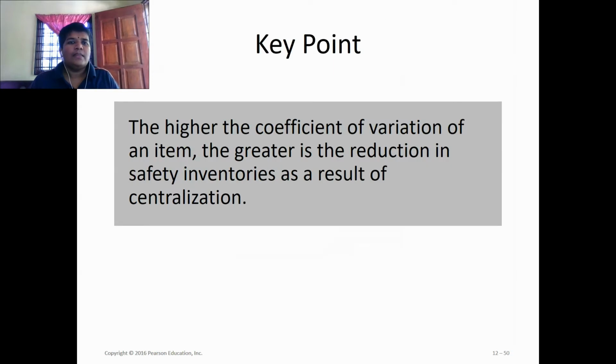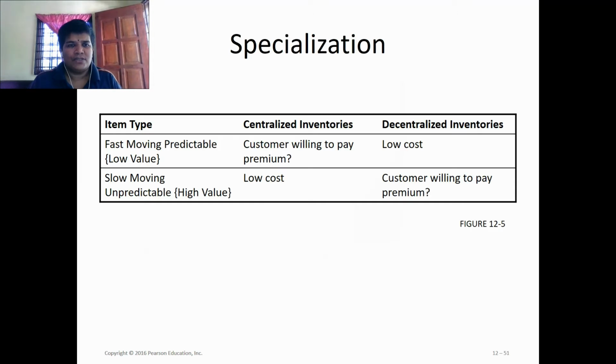Key point: the higher the coefficient of variation of an item, the greater the reduction in safety inventory as a result of centralization. Like I mentioned earlier, there are two types, fast moving and slow moving. So this is a simple figure.